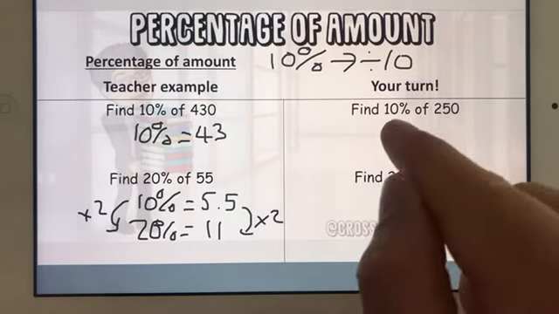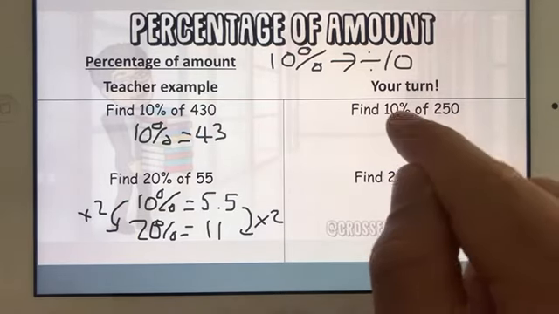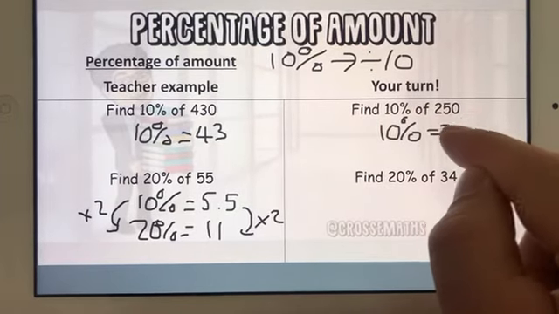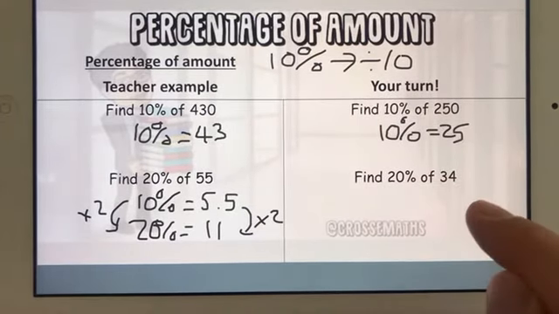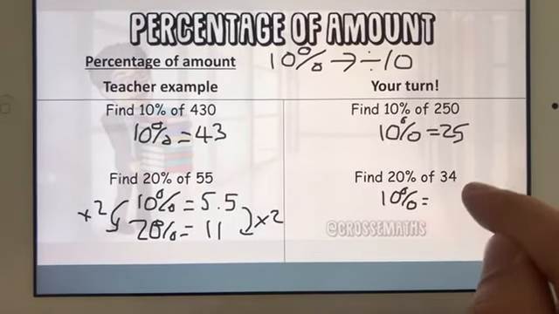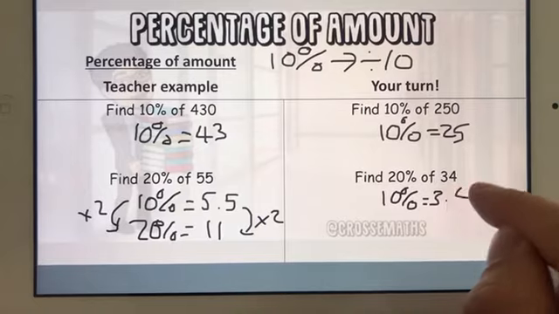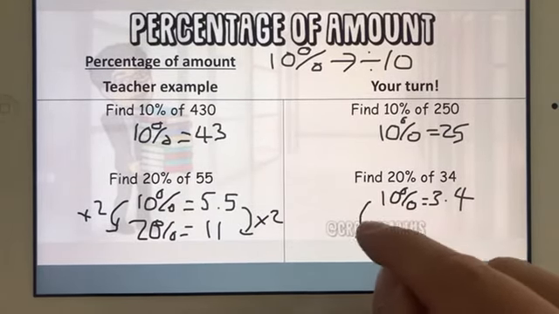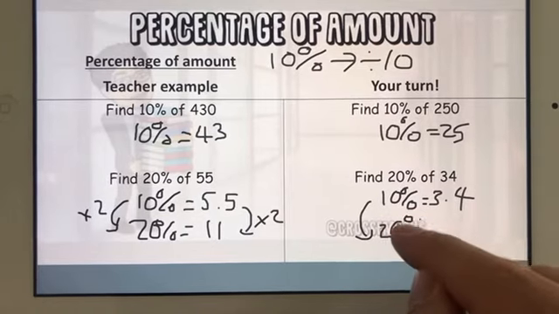Right, guys, cool. So 10% of 250, that's an easy one. 10%, let's just chop a 0 off, is 25. The next one, 20% of 34. 10% is always the first one we find every single time. Is going to be 3.4 because I haven't got a 0 to chop off, so I've got to put a decimal point in. Then if I want to find 20%, I'm going to have to double that.